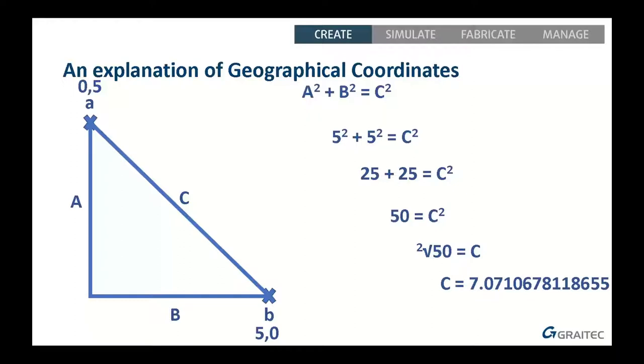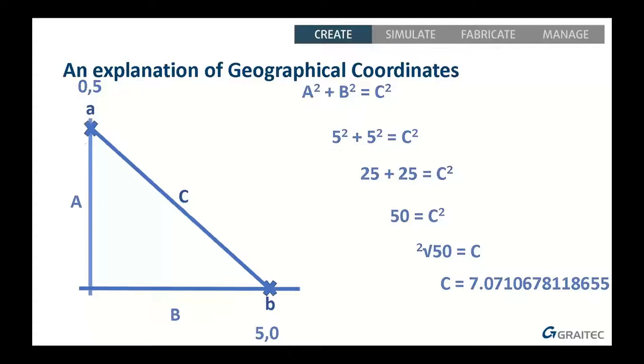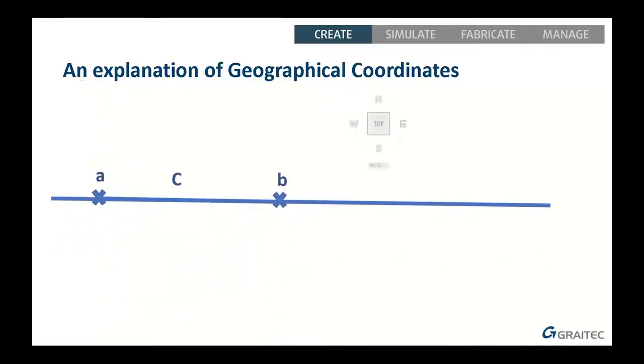7.07. So why am I giving you this maths lesson? Well, in Cartesian coordinates, that's how your AutoCAD and Revit works out distances. Looking from a vantage point directly above the line, if you're looking straight down from a top view, the line, using the delta values in Euclidean geometry, will appear to be correct. The length of that line will appear to be correct.